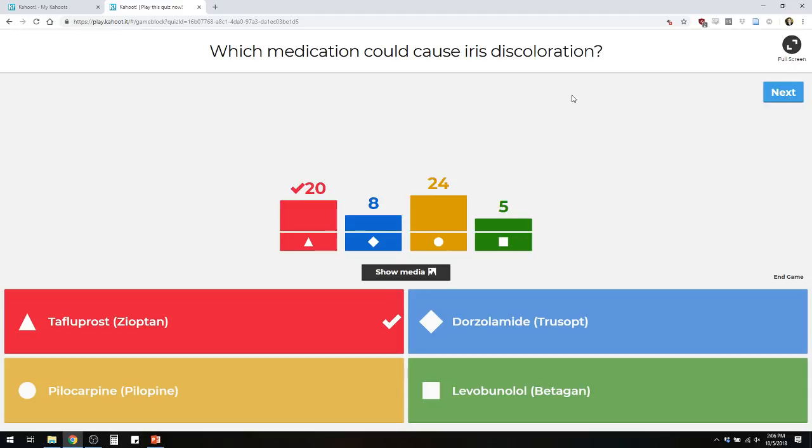So that's one thing. Dorzolamide is what kind of drug? Just like acetazolamide and brinzolamide, a carbonic anhydrase inhibitor. Pilocarpine, remember what that is? It's another cholinergic, just like carbachol was. Good, so that would not cause that. And then levobunolol. It's a beta blocker. You can just tell based on the name, right? This could cause bradycardia. Probably not going to change the iris color at all.